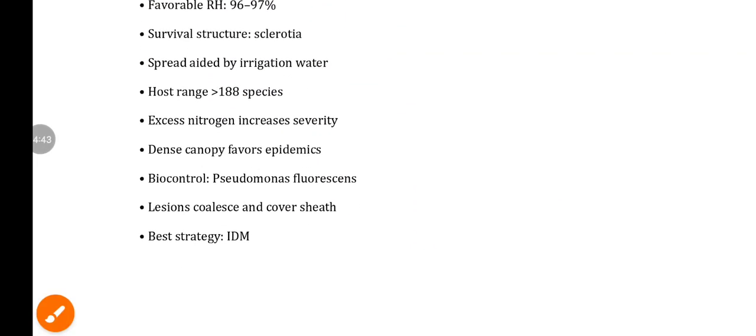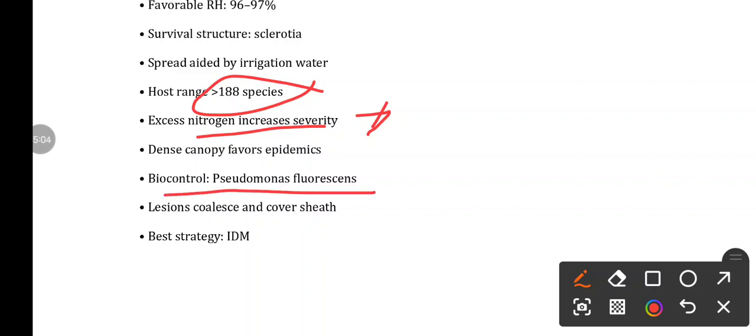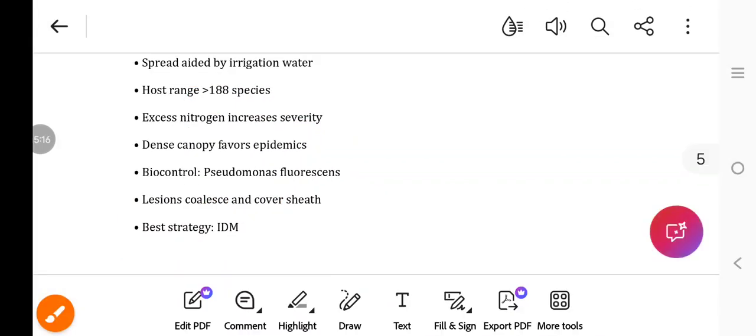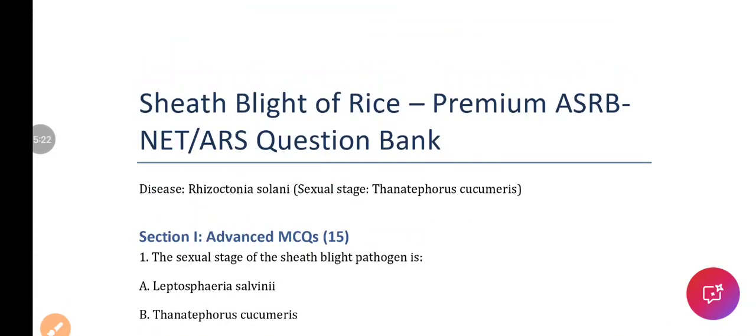The host range is very wide, around 188 species it can infect. Then excessive nitrogen increases the severity by modifying the microclimate. It increases the canopy humidity. Okay. Next, biocontrol agent used is Pseudomonas fluorescens. Then lesions coalesce and cover the seed, causing the blighted appearance. And the best management strategy is integrated disease management. So this is all about the sheath blight of rice. I hope it will be helpful for you for preparing various exams. So thank you for listening.